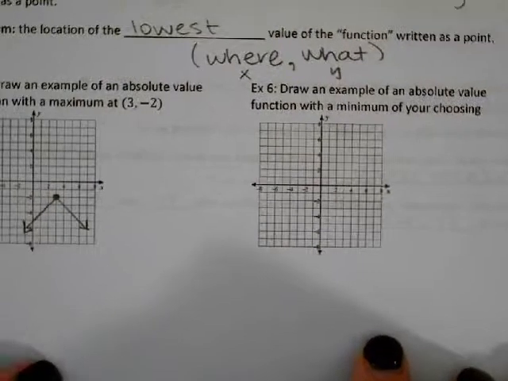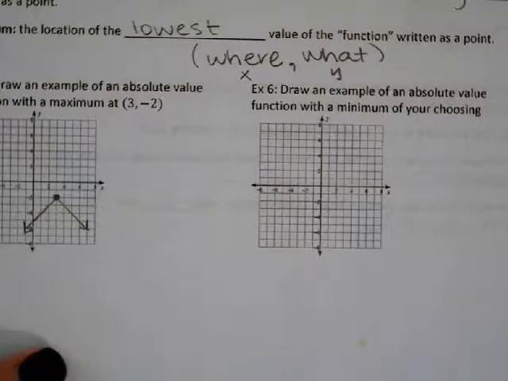Draw an example of an absolute value graph with a minimum of your choosing. So what do you have to draw if you want a minimum of your choosing? What does it have to look like? Just a regular V. Just got to be a V that goes up. A regular V.